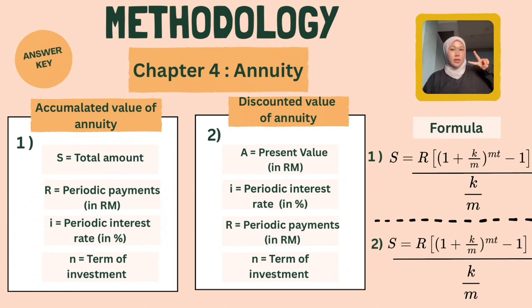For the second formula, discounted value of annuity. This is the formula. As you can see, A stands for present value in ringgit Malaysia, i stands for interest rate in percent, R stands for periodic payment in ringgit Malaysia, and the last one, n, stands for term of investment.